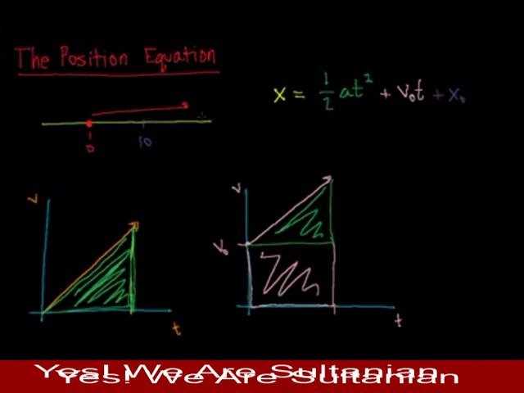Therefore, if she starts at position 10, she's going to increase her distance to the right, or her position to the right, by 1/2 AT squared, plus initial velocity times time, plus her original position, which was 10. And this x is going to be her distance from the starting point.